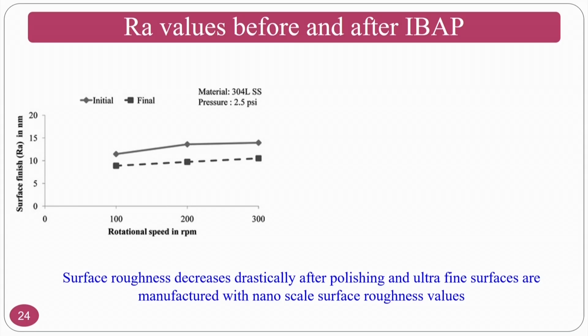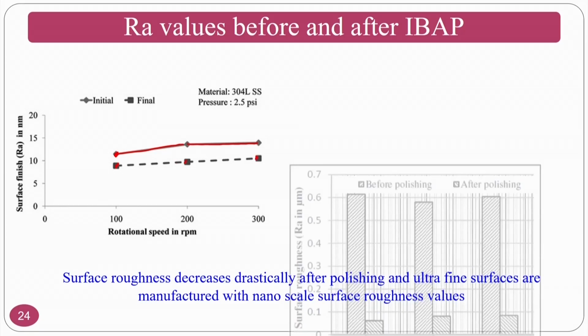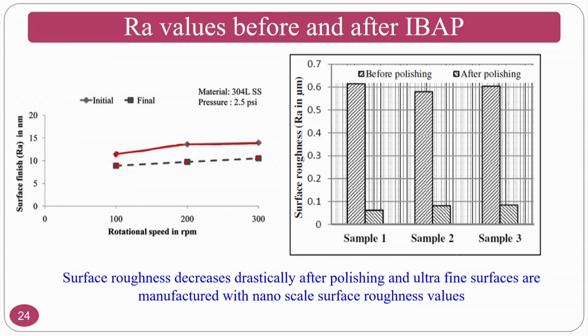Normally, if you see the initial surface roughness of this one, approximately the surface roughness is around 13 to 15 nanometers. Then after finishing, you can see here it reduces by a certain value. So you can use this particular process. At the same time, you can see the surface roughness in microns also, before polishing and after polishing.